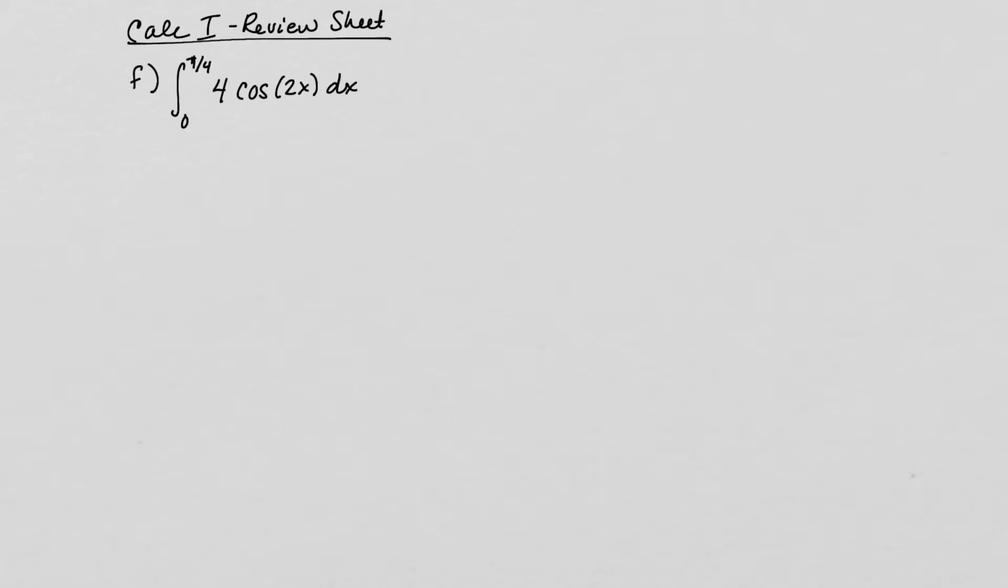Okay. So Calc 1 review sheet. Part F gives us the integral from 0 to pi over 4 of 4 cosine 2x dx. Okay, so there are two ways you could do this problem. One way is by using U-substitution. The other way is by using that shortcut that I talked about.